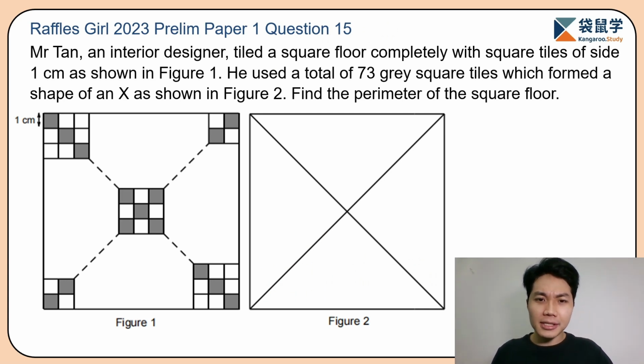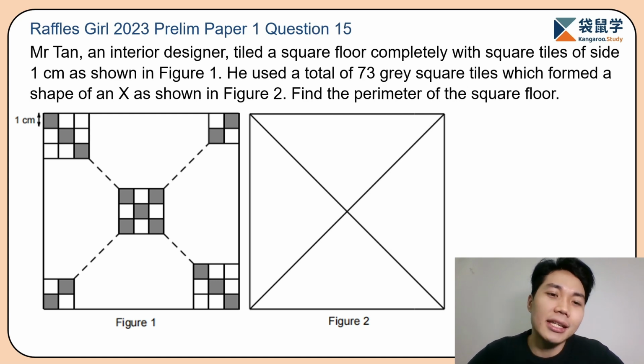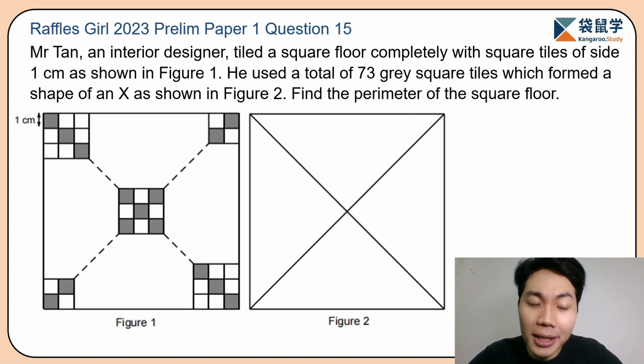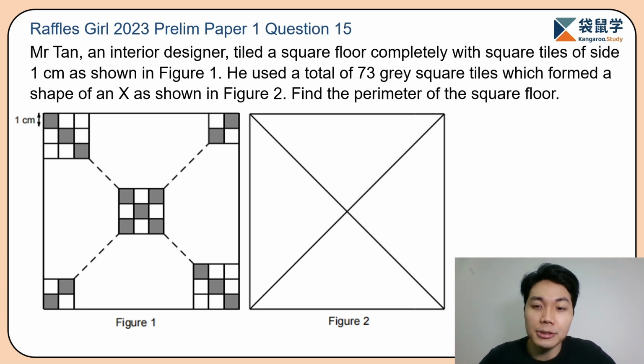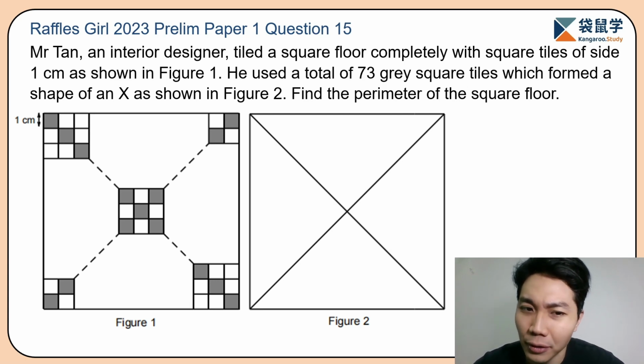The question says, Mr. Tan, an interior designer, tiled a square floor completely with square tiles of side 1 cm as shown in figure 1. He used a total of 73 grey square tiles which form the shape of an X as shown in figure 2. Find the perimeter of the square floor.